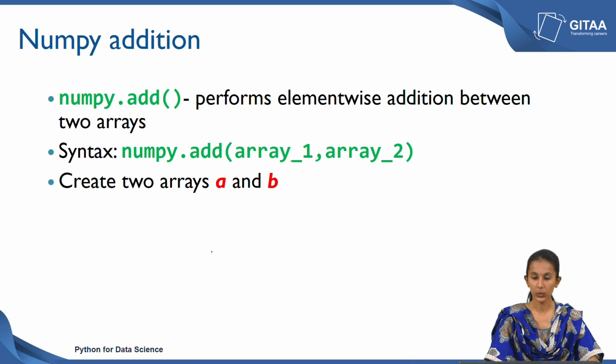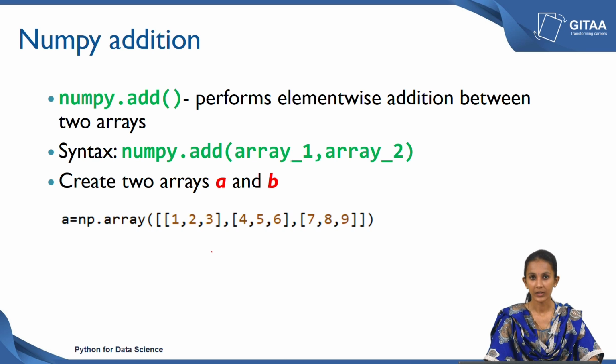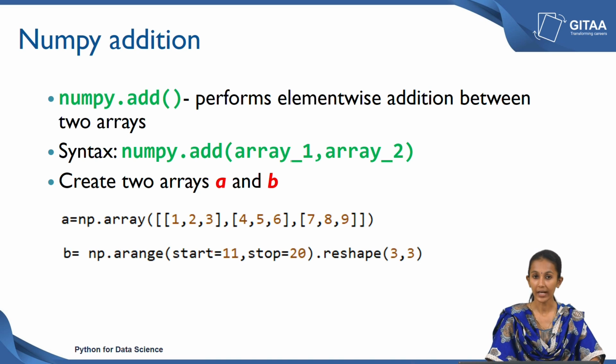So, let us create two arrays, A and B. We already created an array A, which is a 3 by 3 array consisting of values from 1 to 9. Similarly, we will create another array B. We will use the np.arange command. I specify the start value 11 and the stop value 20. If we wanted to add arrays element wise, we need a 3 by 3 array, right. So, that is why we have specified .reshape(3, 3).